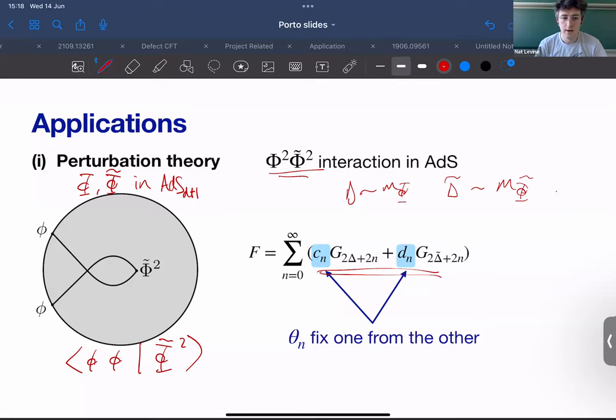And so the functionals don't fix everything in this case, now that you add this perturbation, but they do fix one tower of coefficients in terms of the other. So if you start with one or the other, you can get the other tower. So they sort of give you half the information for free.